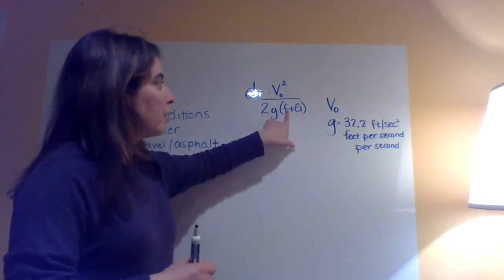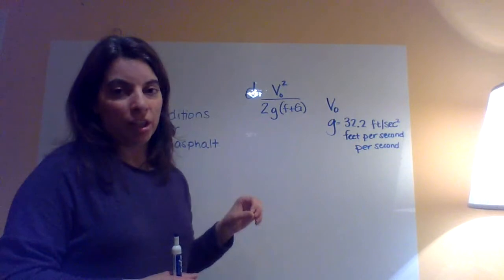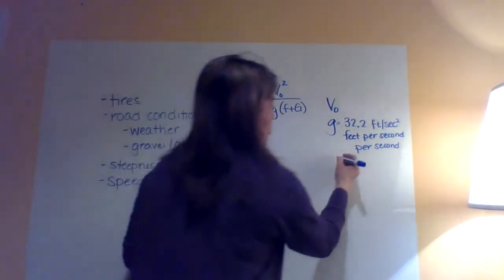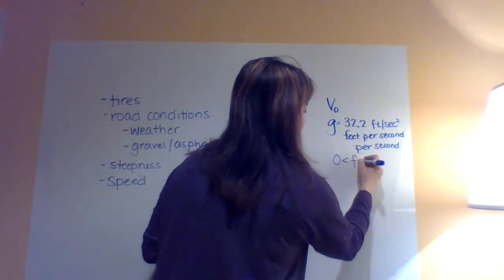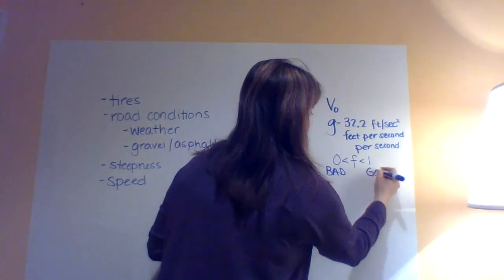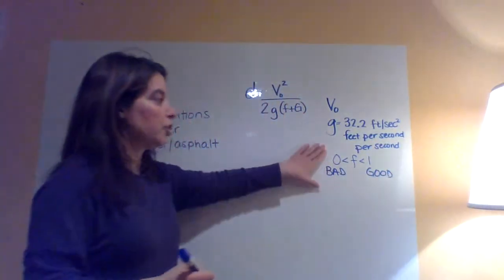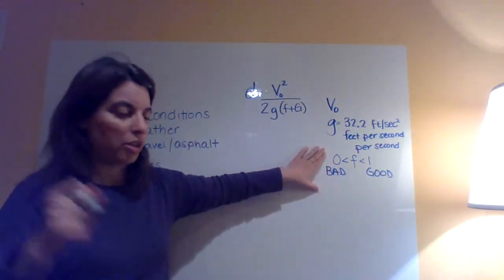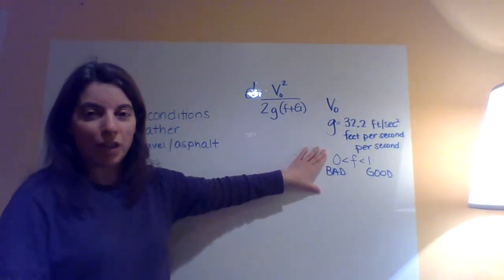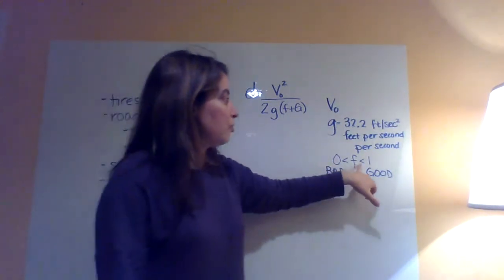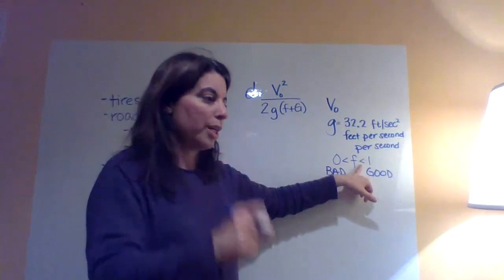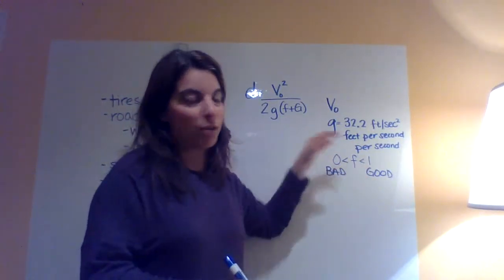Little f is my friction between the tires and the road. So f is going to be between 0 and 1. Really simply, 0 is really bad and 1 is really good. So 0 is bald tires on an icy road. You go to stop, hit the brake, and you just keep flying for feet and feet and feet. 1 is really great brand new tires on a dry, brand new road. You hit your brake and you stop really fast. So it's going to be in between there.